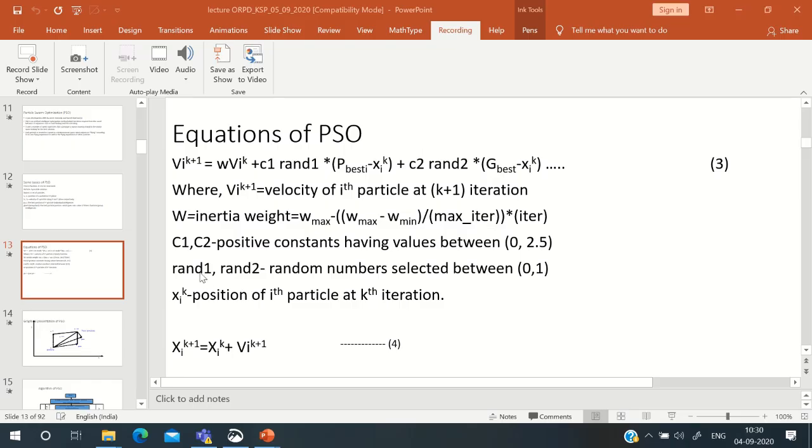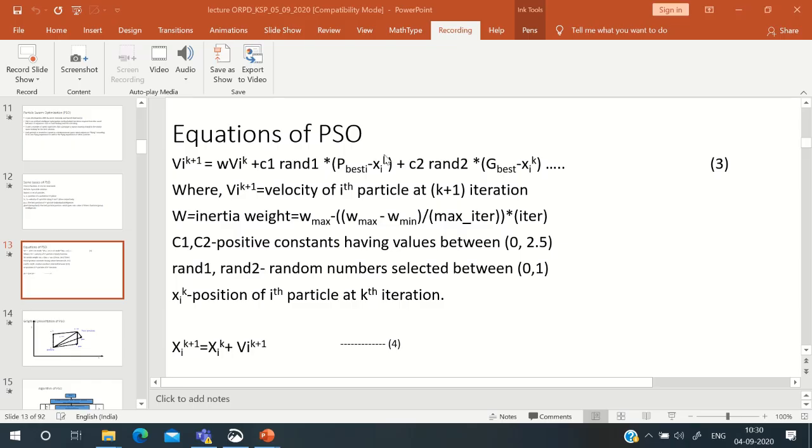Okay, and C1 and C2 are the positive constants having values between 0 to 2.5, and research has shown that C1 and C2 could be taken as 2.1, and you will get answers with sufficient accuracy. Now random 1 and random 2 both are random numbers which are generated between 0 to 1, and this concept is known as the uniformly distributed random numbers.